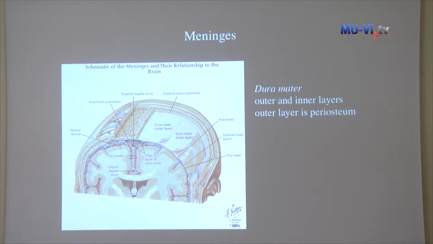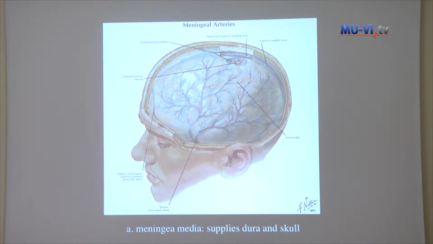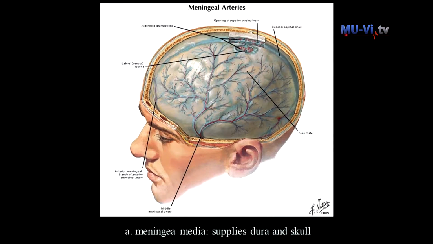The dura, of course, has a vascular supply, and several arteries are involved. The largest one is the arteria meningea media, the middle meningeal artery. And as you can see, it is situated between the skull and the dura mater. And therefore it not only supplies the dura, but also the skull.